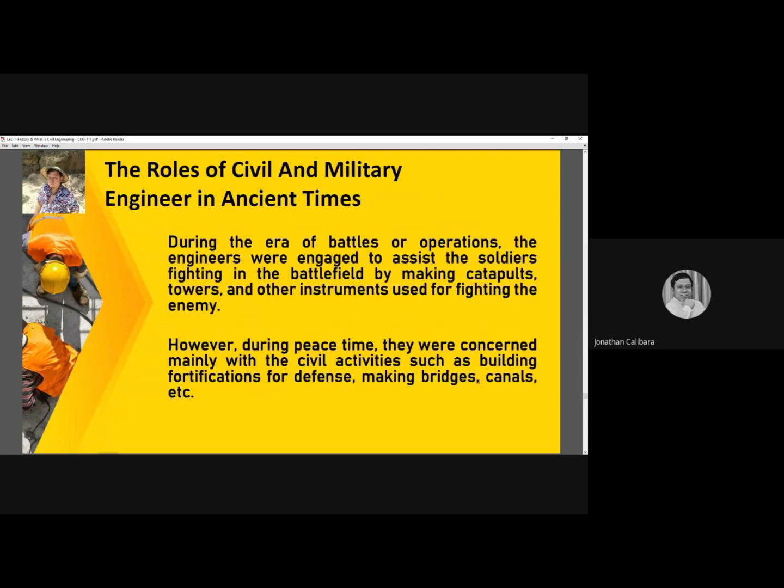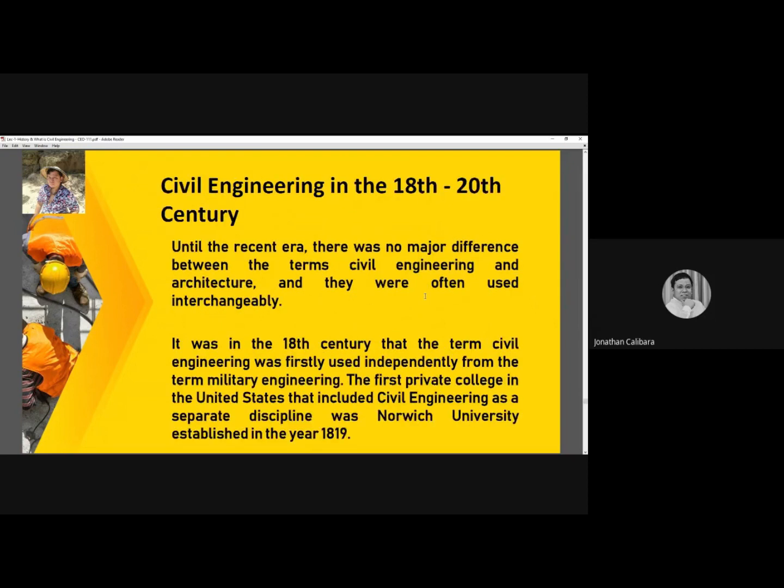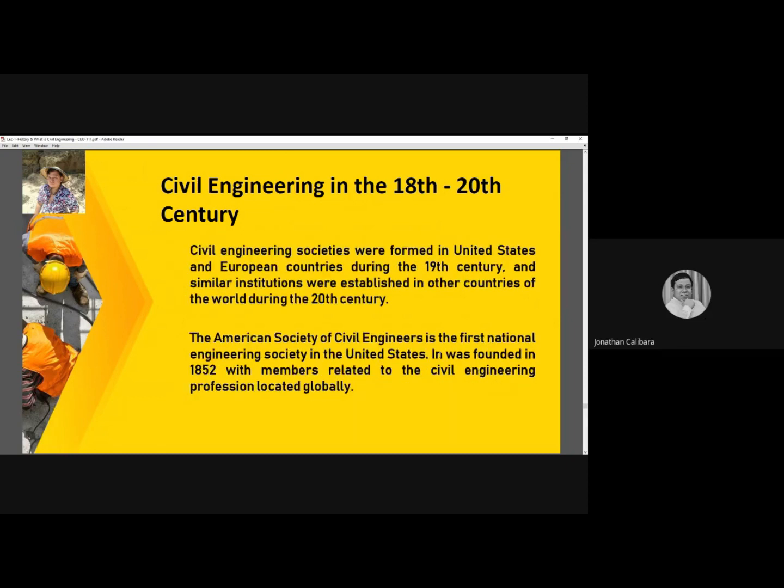You have to check, you are sleepy in my class. Okay, next is the 18th and 20th century. We are almost at 2020. So you just have to read this one. About societies: the American Society of Civil Engineers is the first national engineering society in the United States and it was founded in 1852. So just read about this one.